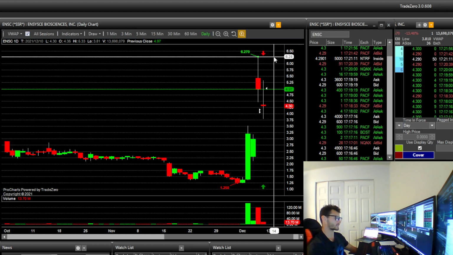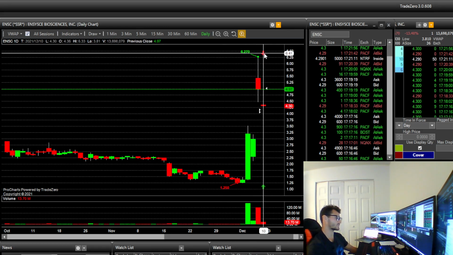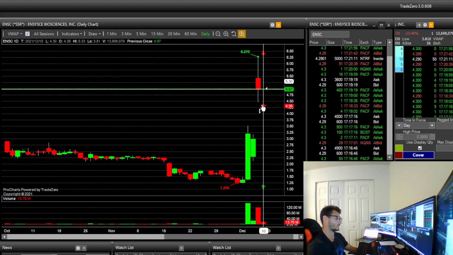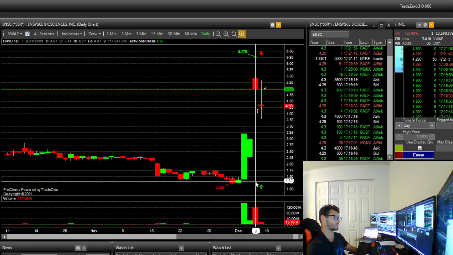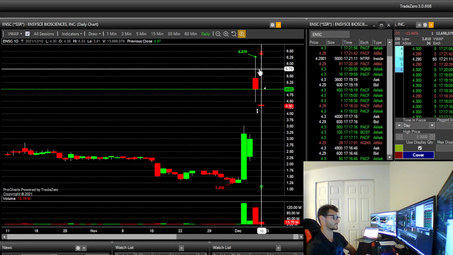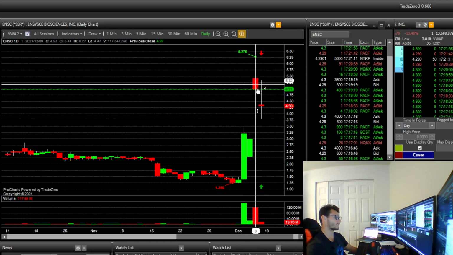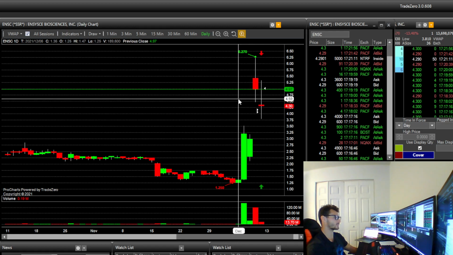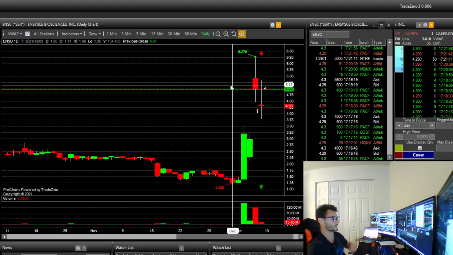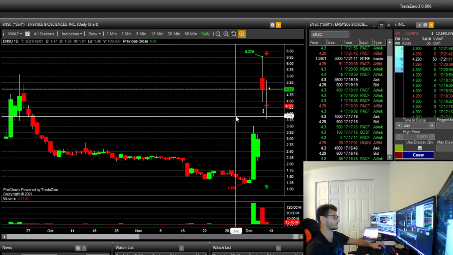So the first thing that you want to notice is the percentage of the extension. This is a big move from a dollar to $6. It's a 500% move basically. And then I'll talk a little bit more about the kind of variations that we get with this.